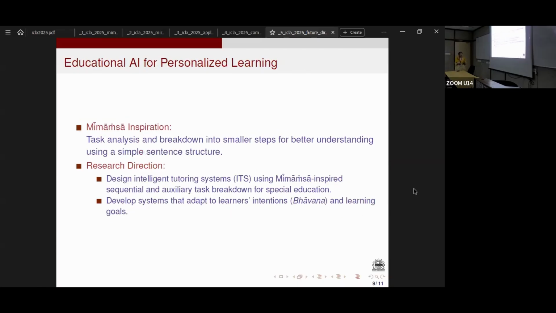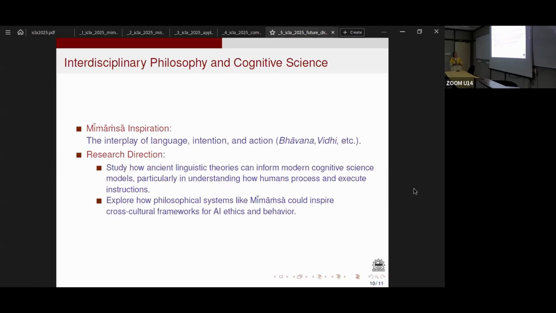In educational AI, where the task analysis, which we said, we could extend it to the intelligent tutoring system, where we could break the task into simpler ones, and also for the personalization. If the child is not able to understand, can we build a small task for them so that they can learn better. And this is again combining all that. This is a philosophy as well as a cognitive science, where it combines with bhavana, the psychological aspect of it also. So we can use it for the cognitive science as well.